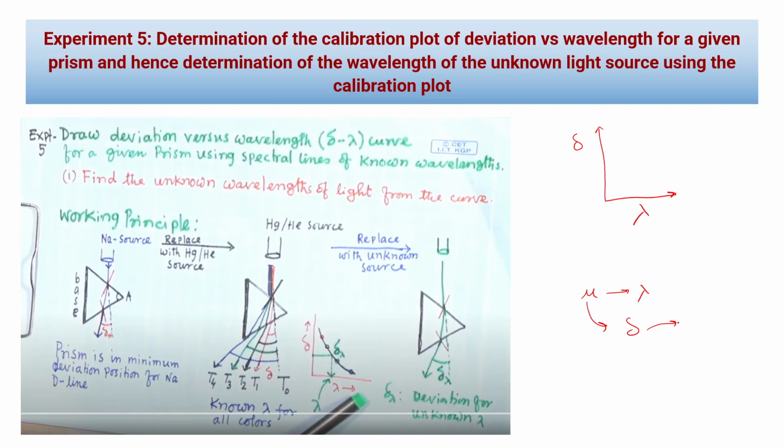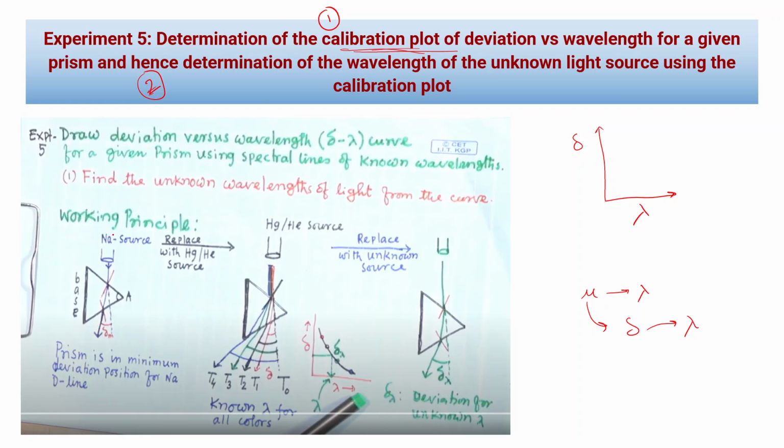So when we plot dispersion, this angle of deviation, as a function of wavelength, we get something like this graph. This particular graph, deviation angle versus wavelength, is called the calibration graph. So this we had to plot first with this experiment, and then there was a second part of this experiment. Let me explain briefly what the experiment was.